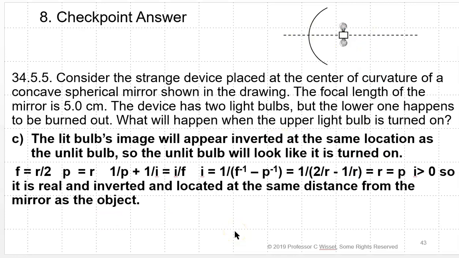Okay, actually what's going to happen is the lit bulb's image is going to appear inverted at the same location as the unlit bulb, so the unlit bulb will look like it's turned on. I guess you could use this for like security or a lighthouse.